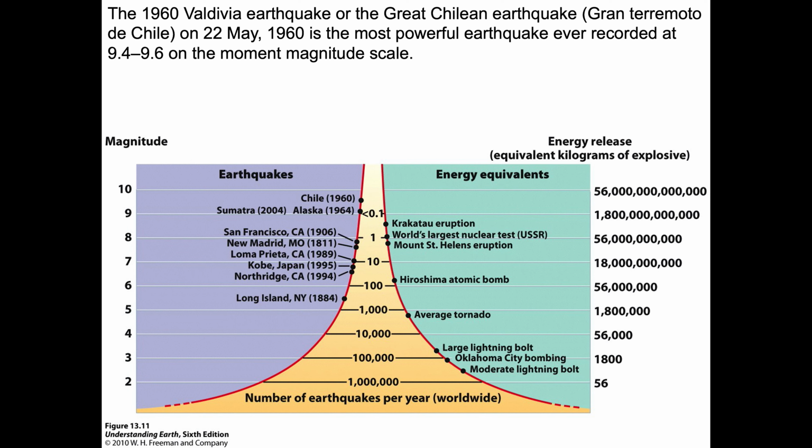And then just working our way down, an average tornado, whatever that might be, large lightning bolts, something we've all experienced. The Oklahoma City bombing of 1995. This is when McVeigh and Nichols blew up the Murrah office tower in Oklahoma City, and then an average lightning bolt here. So as we go down the scale in magnitude, we go up very dramatically in number. The big things are rare, small things are common.